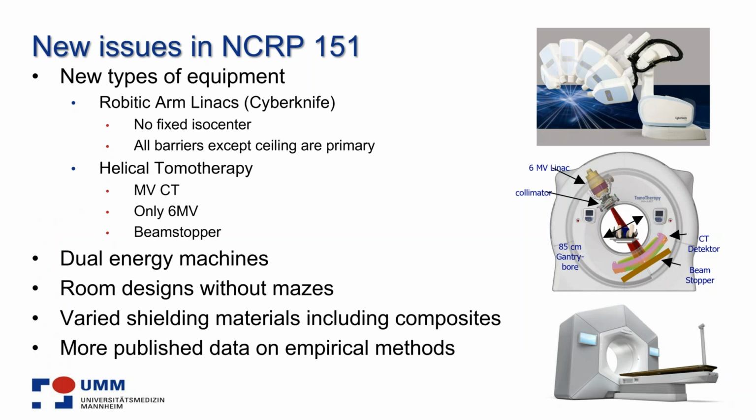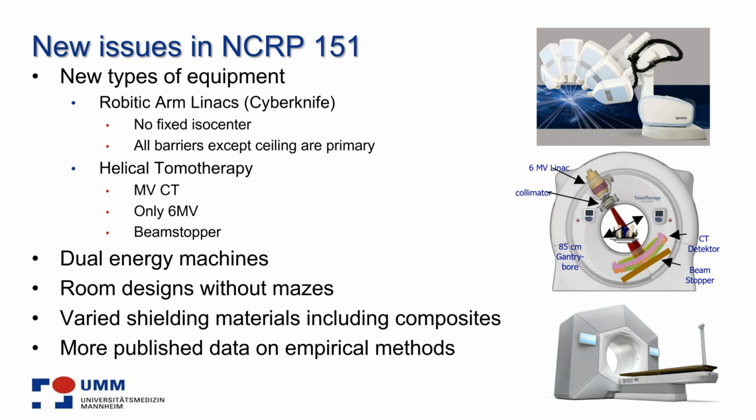So, there are some new issues, and these new issues are covered by the NCRP report 151. There are new types of equipment like the CyberKnife. So there is a robotic arm. You have a very high degree of freedom of moving the machine. So at the end, you have no fixed isocenter. The machine is not stable in terms of the isocenter.